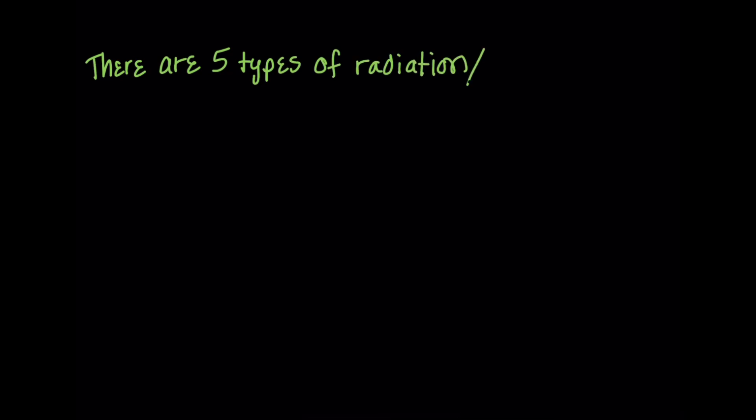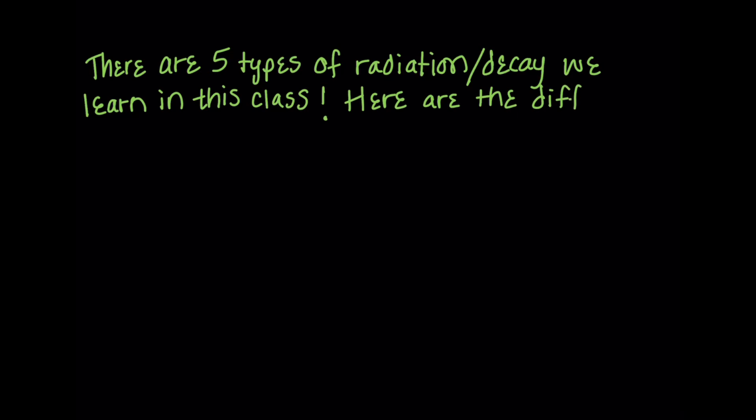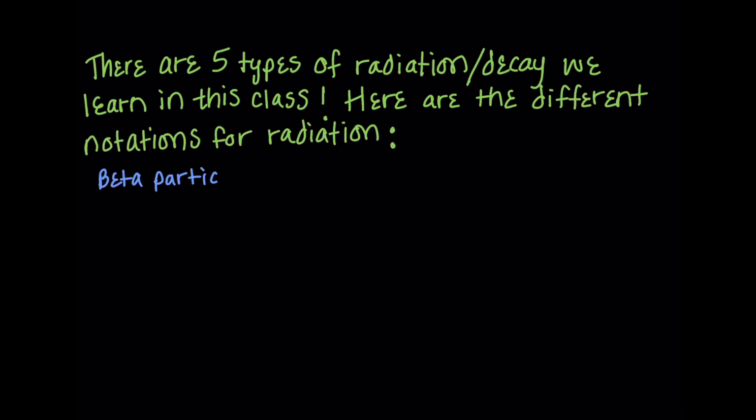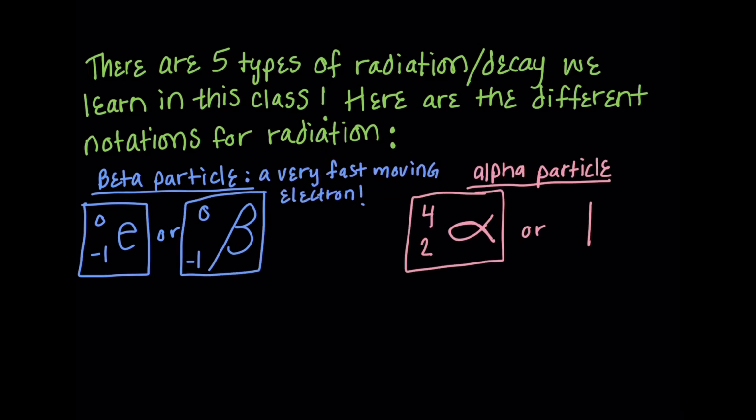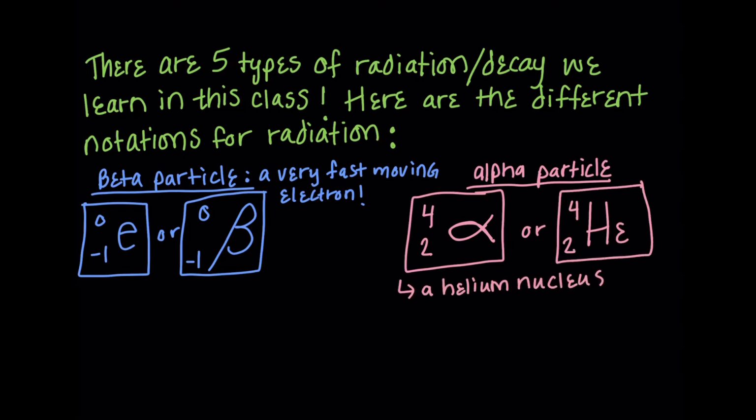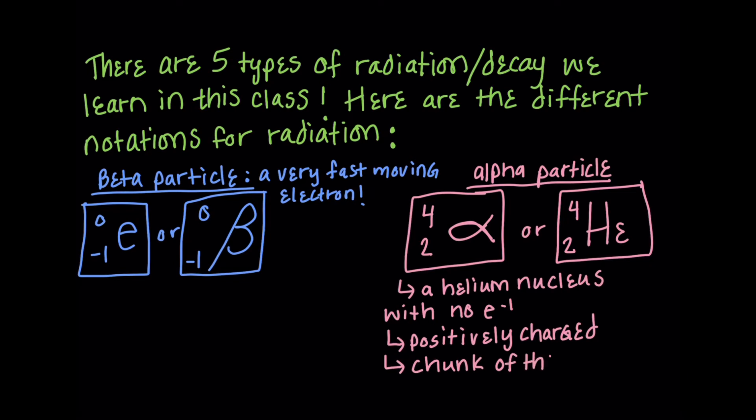So there are 5 types of radiation, aka decay, that we learn in this class. And we have to know the notation for the radiation particles, or the radiation notation. That rhymes.